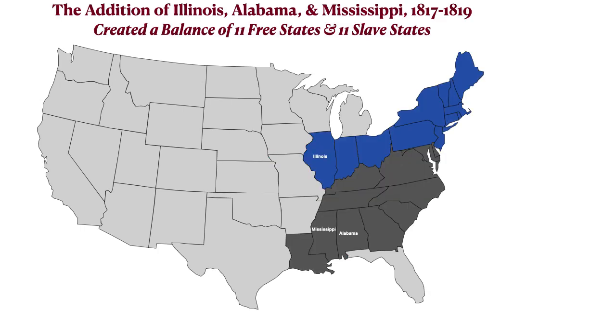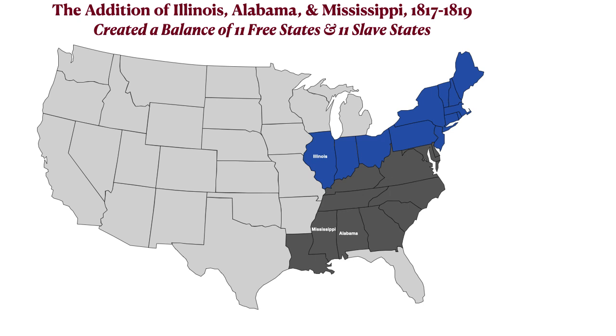So anyway, it was a several-step process. First, 2 slave states were added, Mississippi and Alabama, and 1 free, Illinois. And that created a balance of 11 free states and 11 slave states. So increasingly, the free and slave states are fighting over the expansion of slavery into new territories. And the North did not want slavery to expand, and the South definitely did. And so there were a lot of compromises. This is part and parcel of a larger compromise called the Compromise of 1820. It happened a little bit earlier.